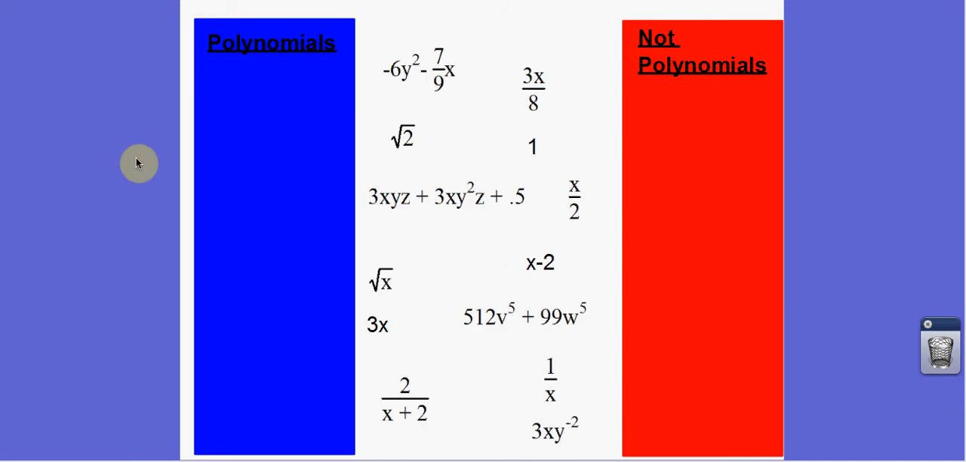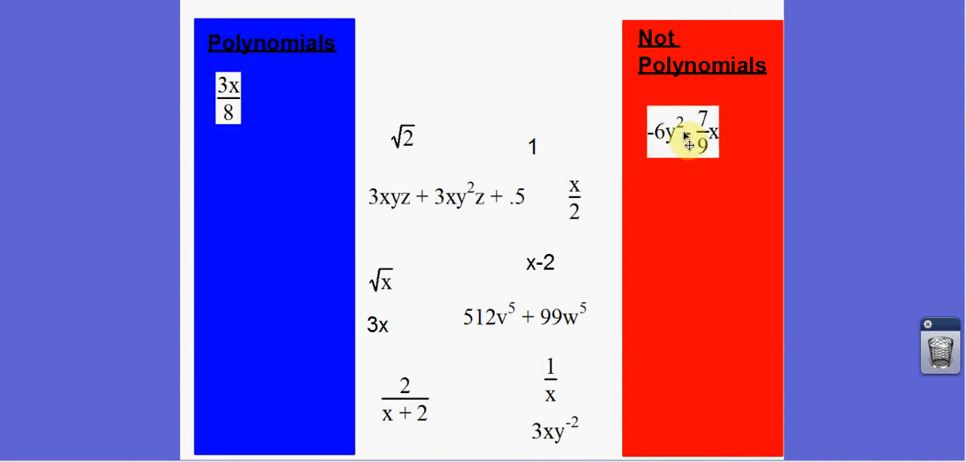Alright, so we're going to take a look at some possible polynomials, and we're going to put them into categories here. 3x over 8, is that a polynomial? Well, let's see. Let's put it in here and see if it sticks. It did. That is a polynomial. Negative 6y squared minus 7 over 9 times x. You might not think that's a polynomial because there's a fraction for a coefficient, and that's not true. You just can't have fractions as the exponent on a variable. So that's actually a polynomial.